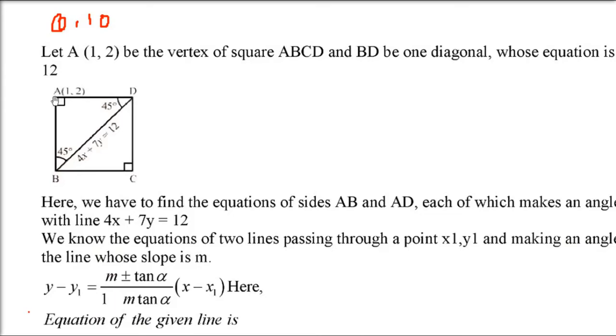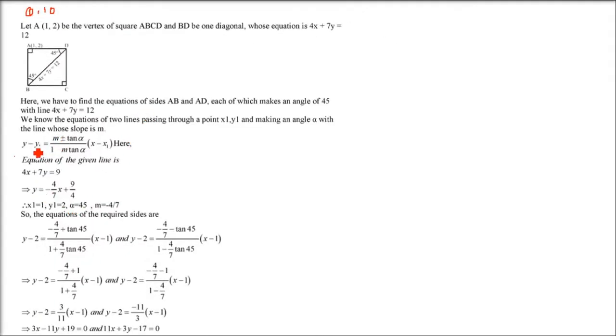In this square, (1, 2) is one of the vertices, and the diagonal opposite to this, containing the other corners, is 4x + 7y = 12. So there are two lines passing through A and making equal angles with BD, 45 degrees and 45 degrees. So what are we going to take here? All these things are known to us.